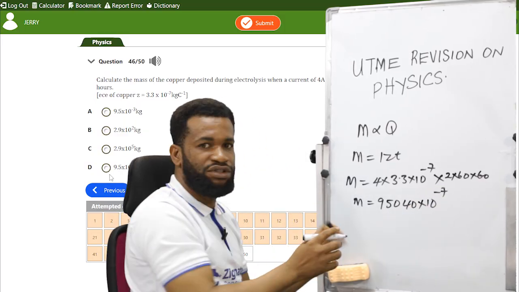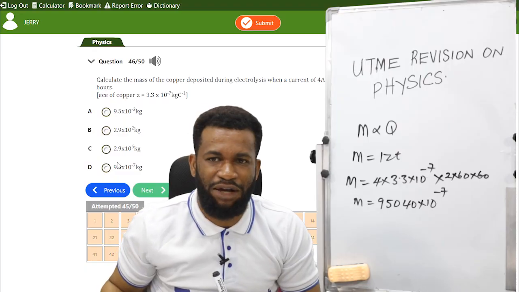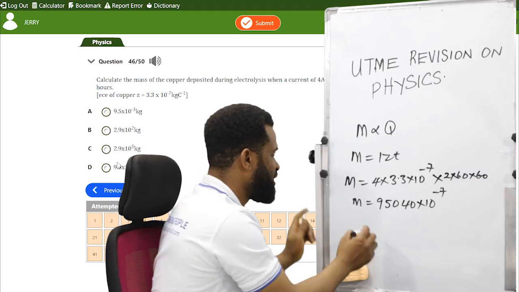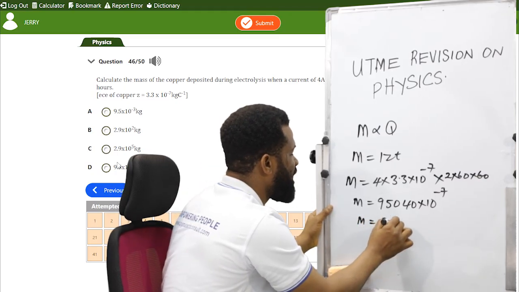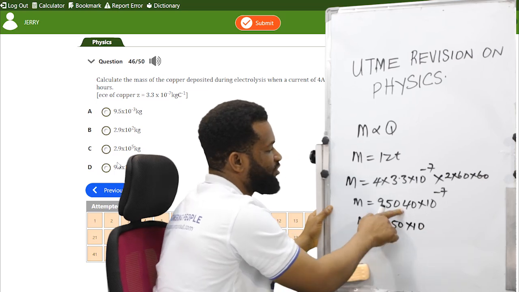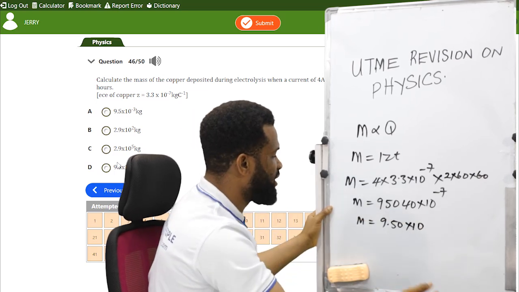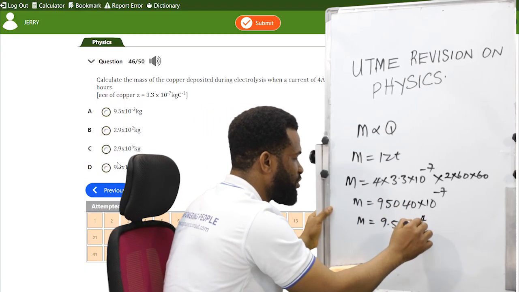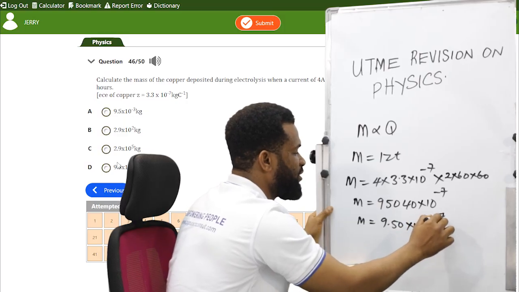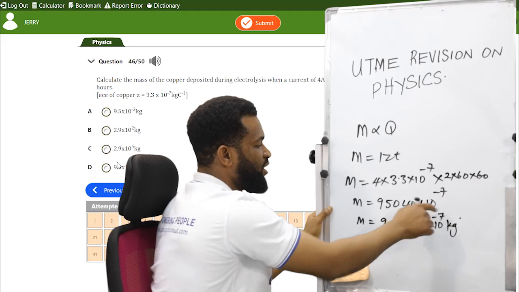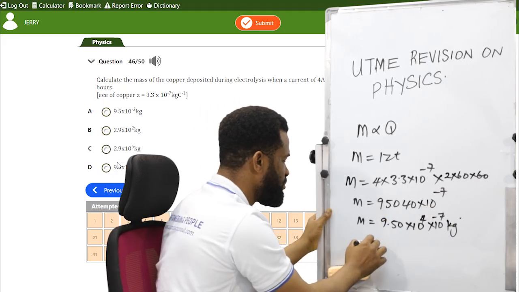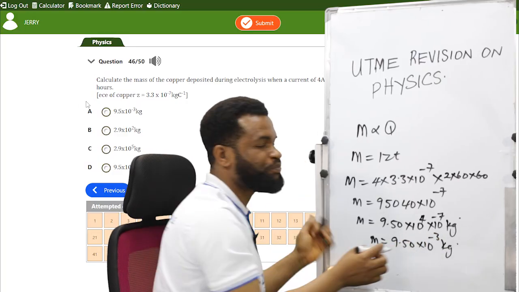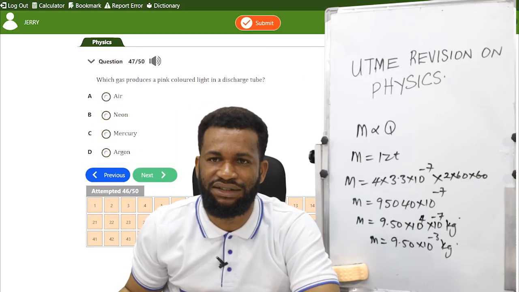All right, so the options I have, this is 9.5, so we have to convert this to standard form again. So M is 9.50 times 10 raised to the power. Let me do it with 1 decimal place: 1, 2, 3, 4. So this is 4 on top, times 10 raised to the power 4 minus 7, and it's going to be in kilogram. 4 minus 7 is minus 3. So M is going to be 9.50 times 10 raised to the power minus 3 kilogram. So the option there is A.